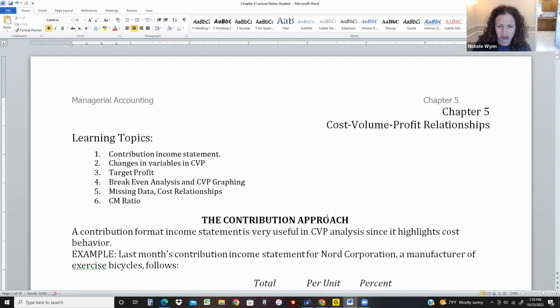So contribution margin is a different way to organize an income statement. It's still an income statement and it still is revenue minus expenses as net income. But instead of dividing up our expenses as COGS and selling and admin, we're going to divide them up as variable and fixed. And so in this chapter, we're going to make bicycles.